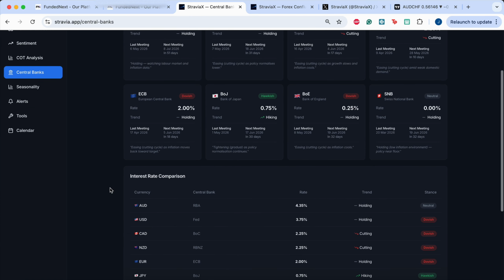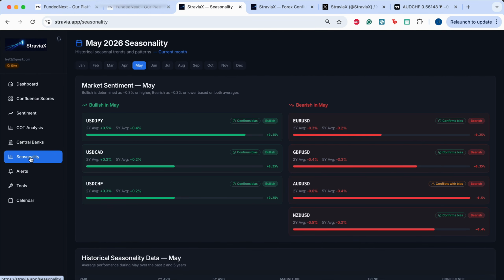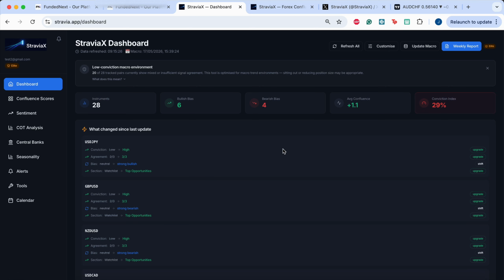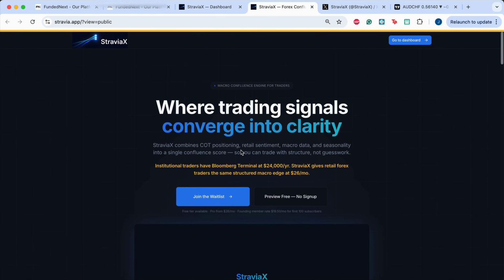We've got some information on what's going on with the central banks. We've got seasonality in here, so it's all one stop shop. And then we've got alerts that you can create your own alerts if you want to know when something has flipped bearish or flipped bullish. It can email you, and so on and so forth. But I could go through a more granular step by step walkthrough of everything in another video.